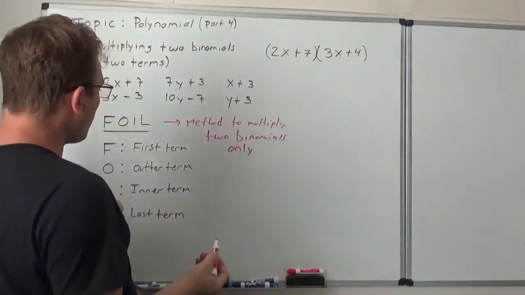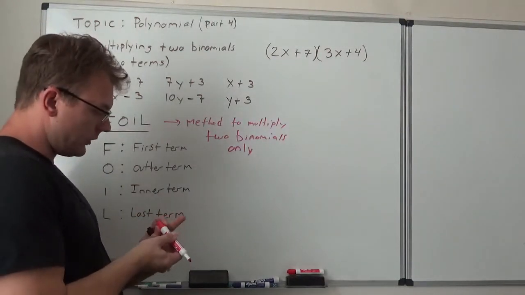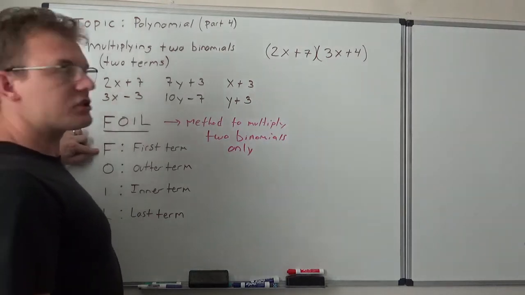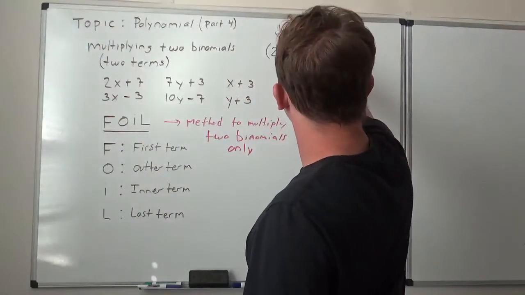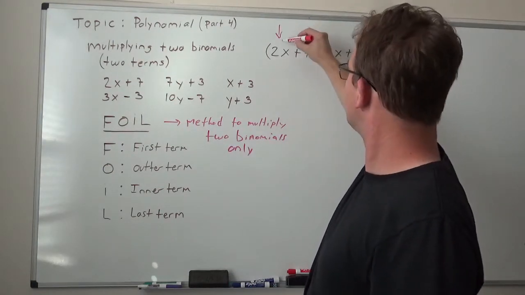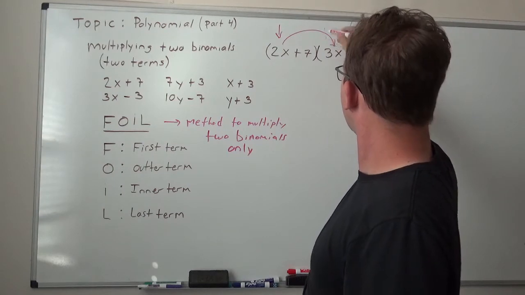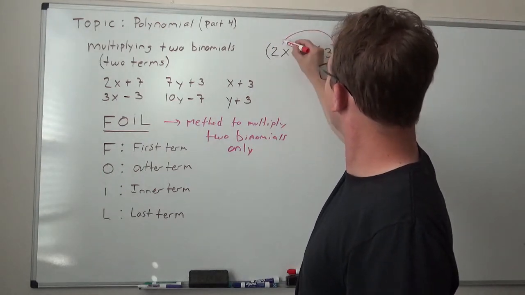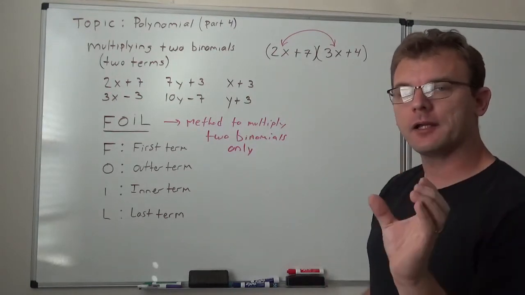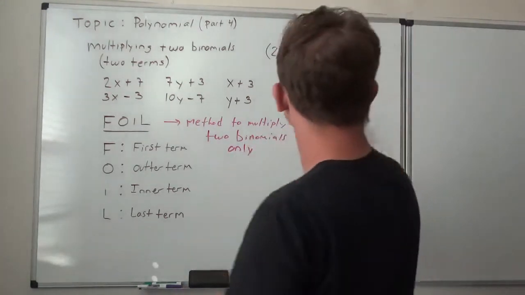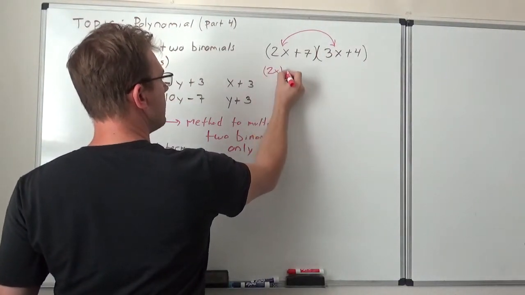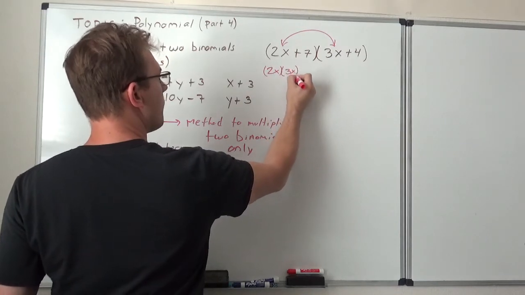What we're going to do is look at the first term. What's the first term? We're going to look at this term, and we're going to multiply them. How are you going to multiply them? Let's do it long ways. So this is going to be 2x times 3x.